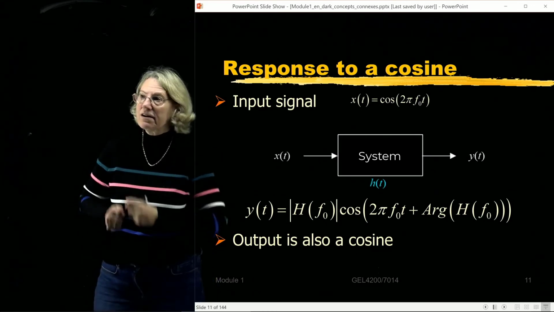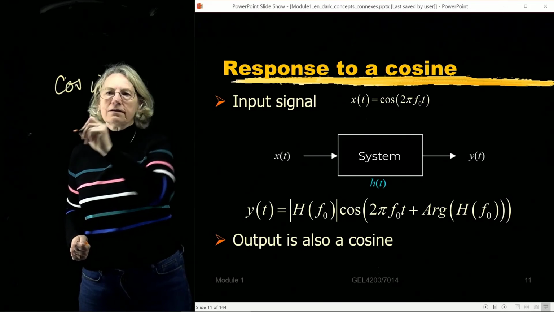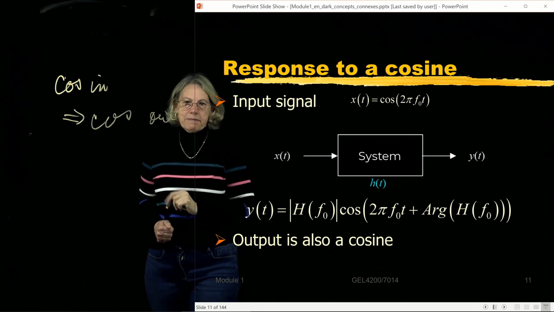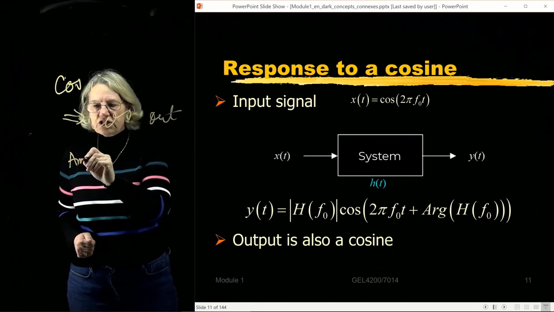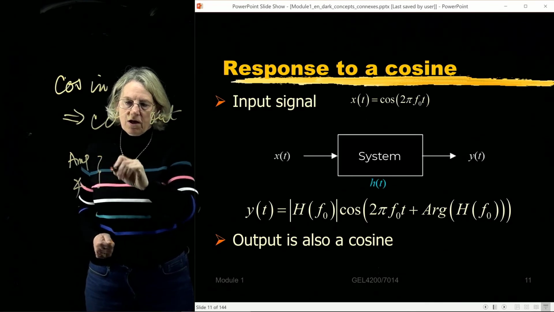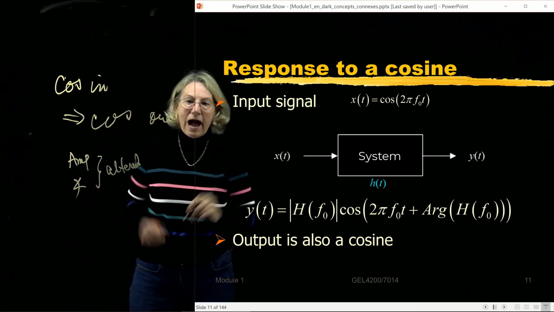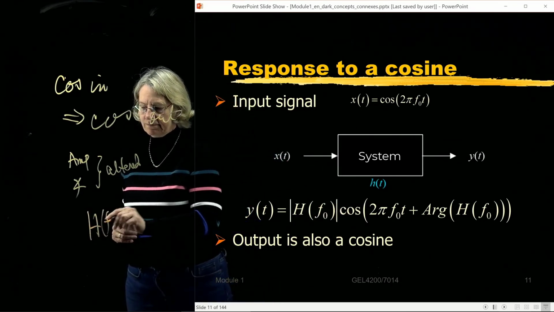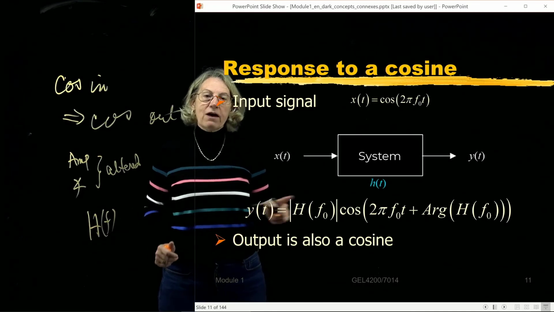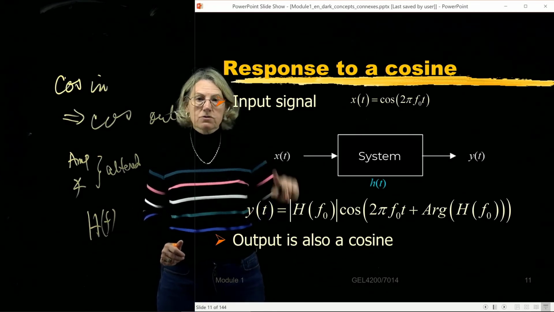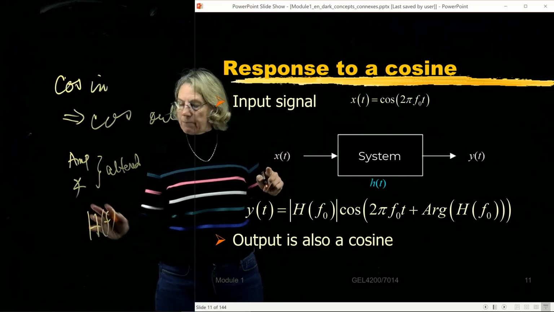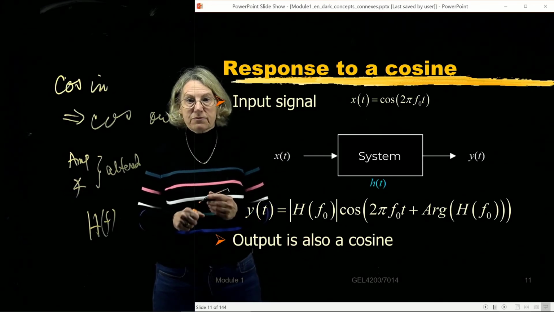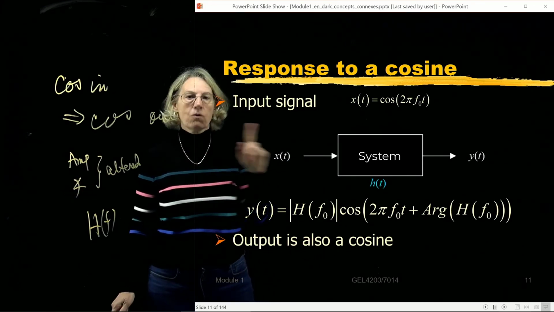So what am I saying here? Cosine in implies cosine out. That's what this is saying. But things can change as the amplitude can change and the phase can change. These are altered. And how are they altered? Well, how they are altered is completely determined by H of f. So I only need to know H of f, and now I'll know how that cosine is altered. So put in a cosine, get out a cosine. Amplitude changed by the amplitude of the frequency response, phase changed by the phase of the frequency response. So one frequency in, one frequency out.